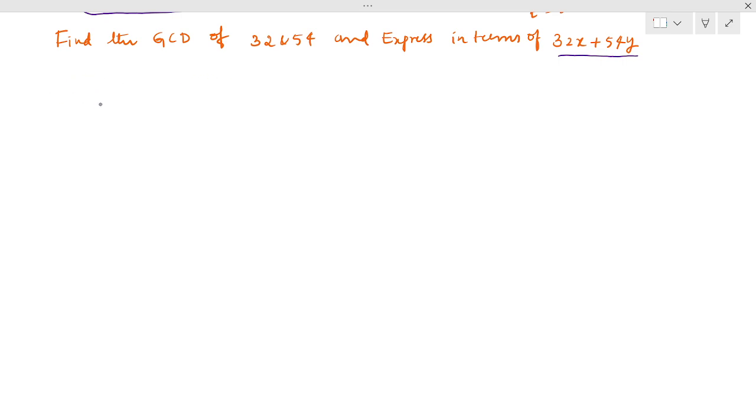If you know the definition, it is well and good. Otherwise, I will tell you the definition. Just look at this. I have the numbers 6 and 12. So how do we find the GCD of 6 and 12?